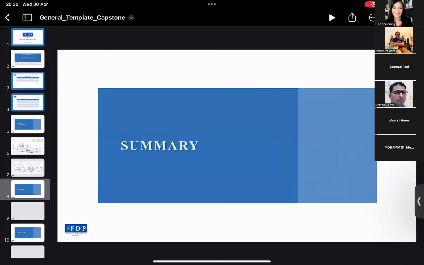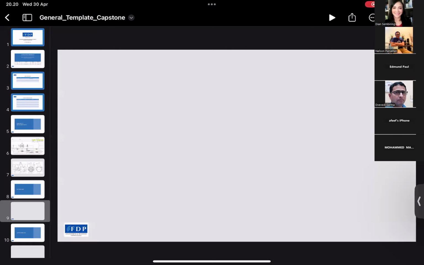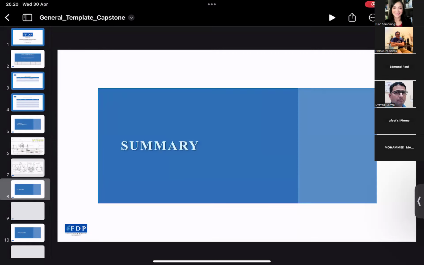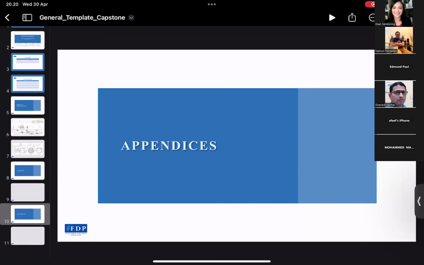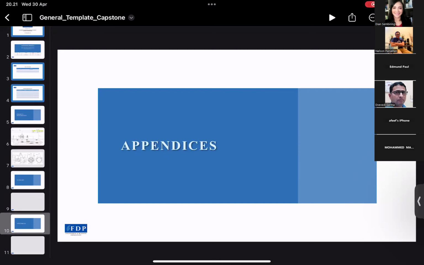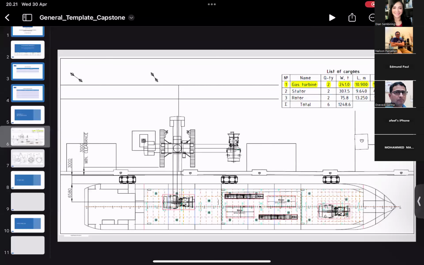And for your design, you can put it in the summary, and for the attachments like the crane data, you can put it in the appendices section. So yeah, that's for the capstone project.